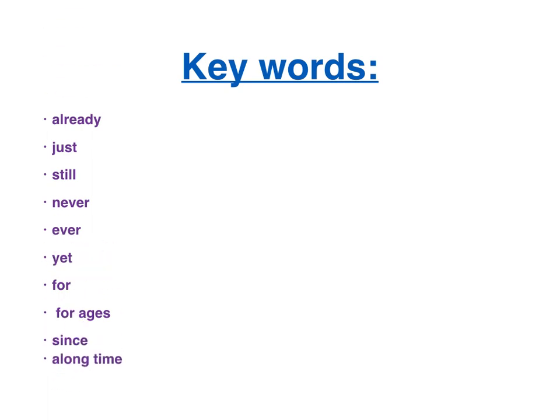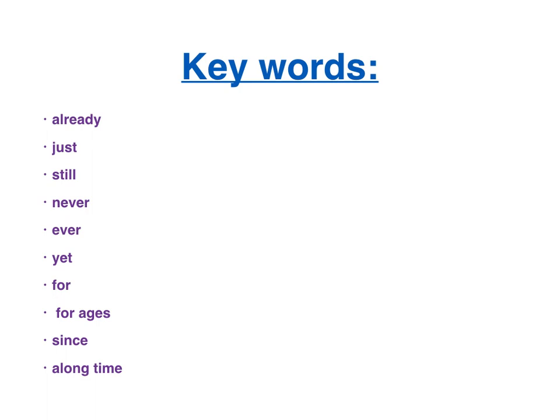What are the keywords for the present perfect? Number one, already. So when we see already in a sentence, we use the present perfect tense. Number two, just. Still. Never. Ever. Yet. And yet always comes with the question form and the negative form. For ages, since a long time.